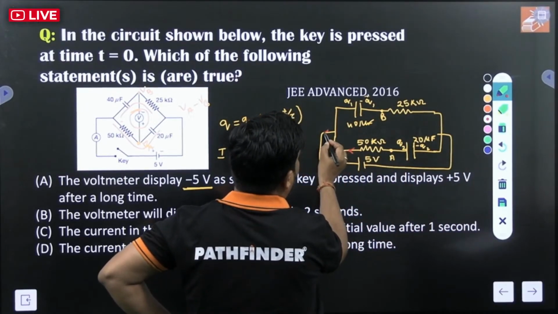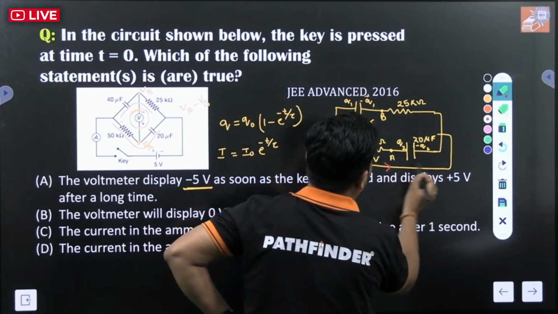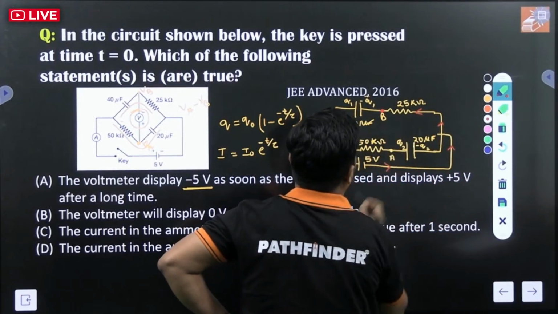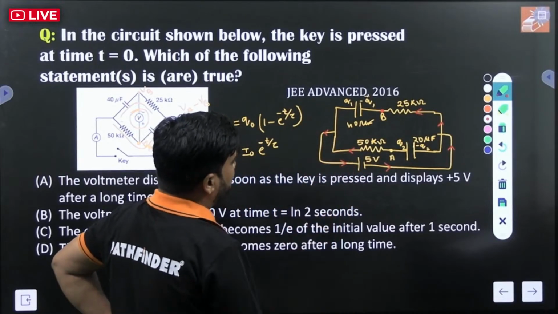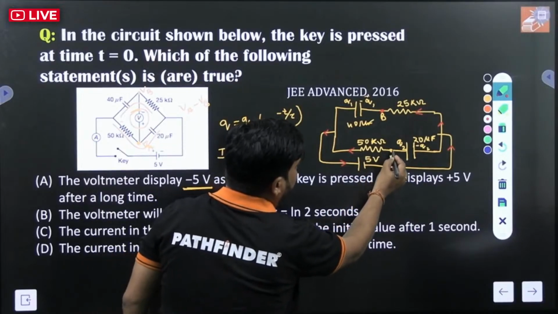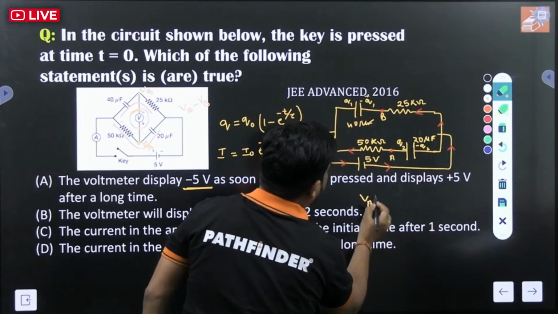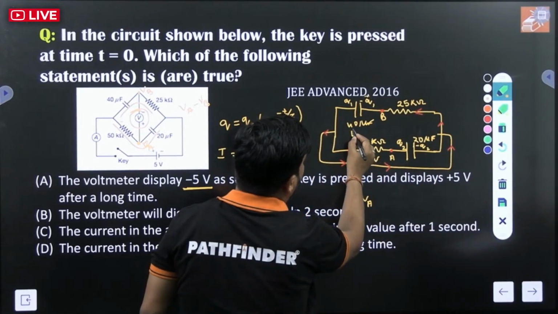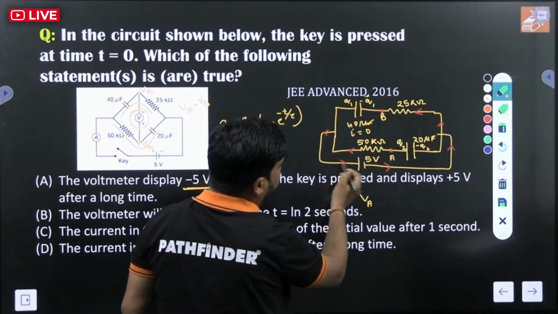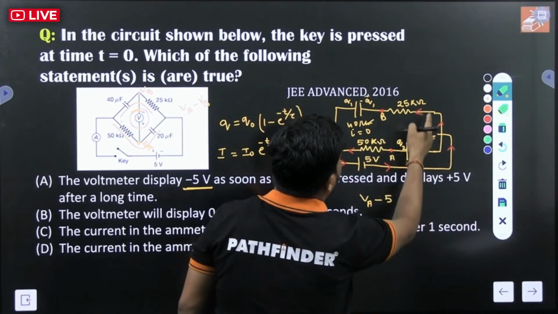Just see how I am traversing. I am traversing along this path, and I am reaching this point. Clear? So when I am traversing along this path, let's start with A. Can we write VA, since no current is flowing, I is equal to 0. No current is flowing in the circuit. So here no potential drop. Here it is minus 5 volt. And again here it is 0.